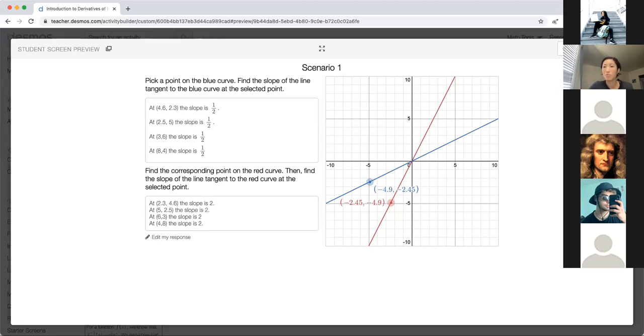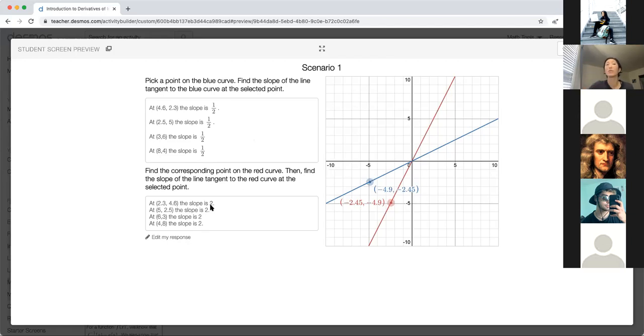And what do we mean by the slopes are corresponding? I wonder if we could unpack that a little bit more. Okay, the slopes are reciprocals. So I think if we look at all these numbers from the blue curve, we got 1/2 all the way. And then when we look at the slopes of the red curve, everything was 2, right? So for every point, the slope of the corresponding point is the reciprocal.